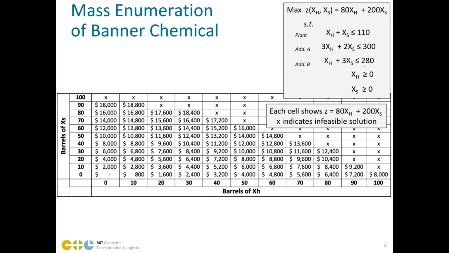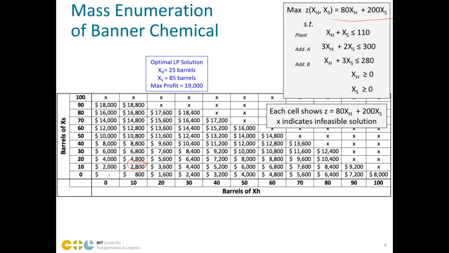So I'll look at the number of barrels of high grade, that's on the horizontal axis or the columns, and the rows or the vertical axis is the number of supreme. And so each cell here is a combination. It's the profit, right? I just plugged it in here, of the combination. So for example, if I produce 10 of the high grade and 10 of the supreme, 10 of each, it would be 800 plus 2,000 or 2,800. So each cell is just a combination. It's the profit of that combination of high and supreme grade barrels.